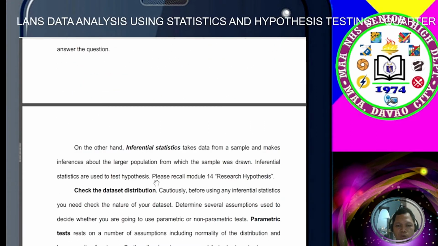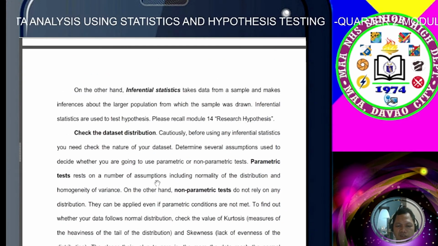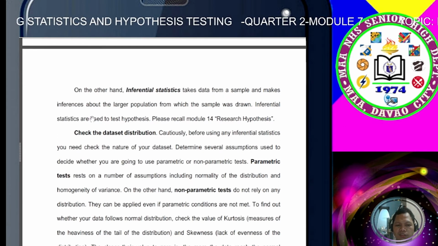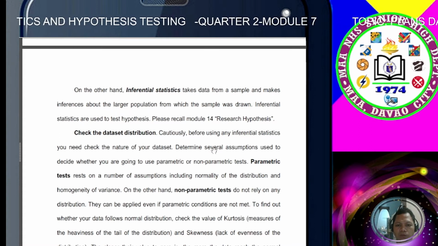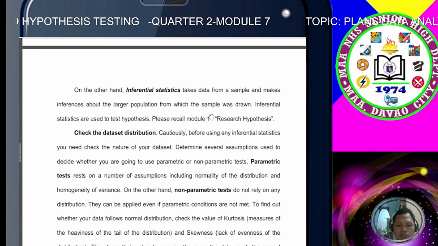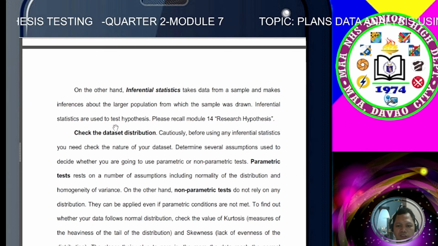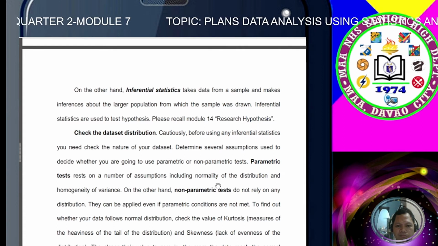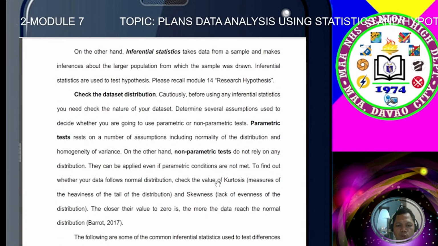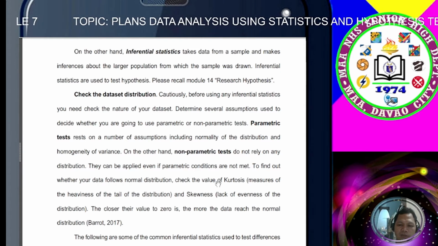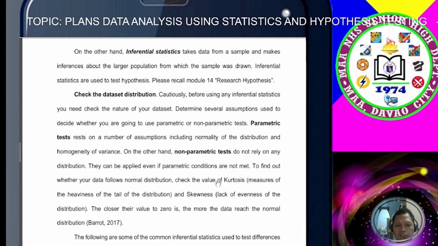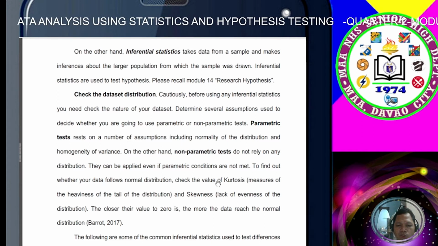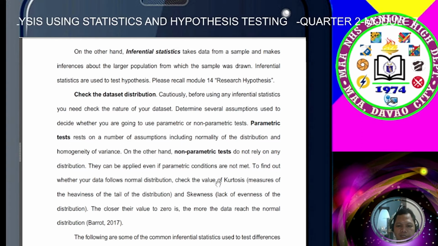Okay, so let's go now to inferential statistics. Inferential statistics takes data from a sample and makes inferences about the larger population from which the sample was drawn. Inferential statistics are used to test hypotheses. So recall module 14 on hypothesis testing. Check the data distribution. Cautiously, before using any inferential statistics, you need to check the nature of your data set. Determine several assumptions used to decide whether you are going to use parametric or non-parametric tests.